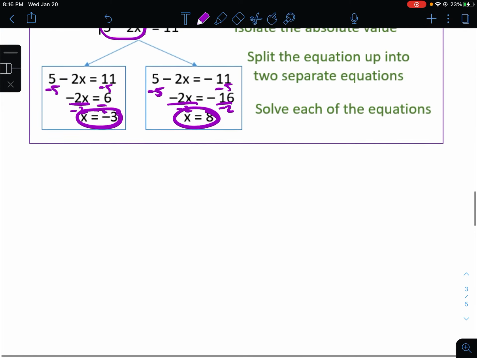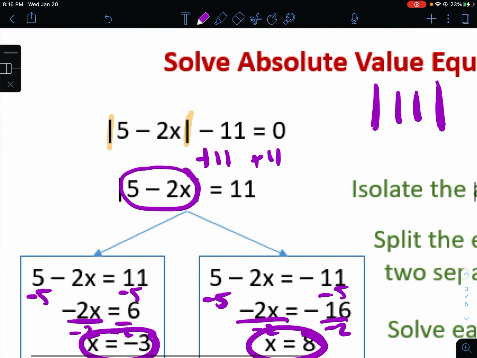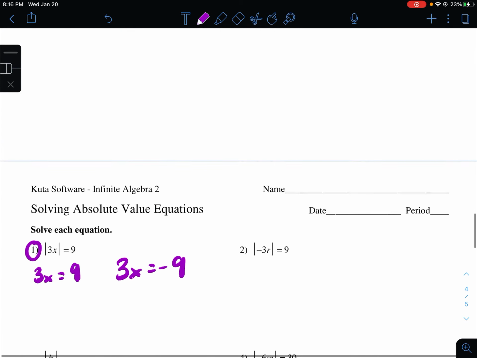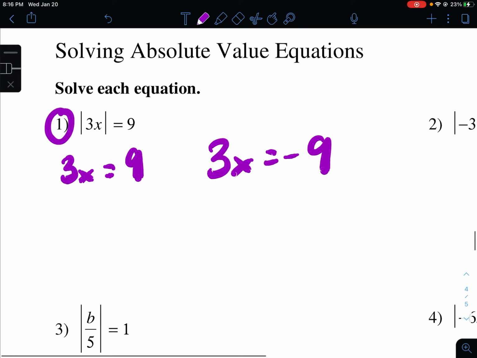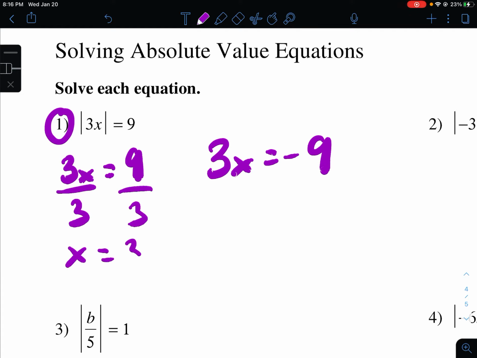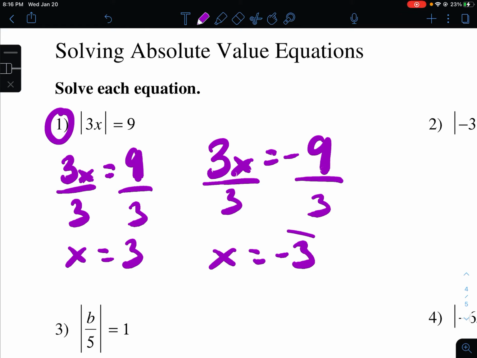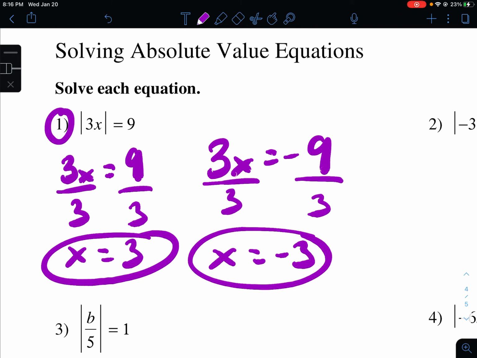So if you notice up here, the absolute value wasn't by itself to begin with. Here it is. We have to go through and say, okay, well, it's by itself. So now we had fewer steps because it's already by itself. So we divide by 3, we get x equals 3, and we get x equals negative 3. So we got 2 possible answers there as well.